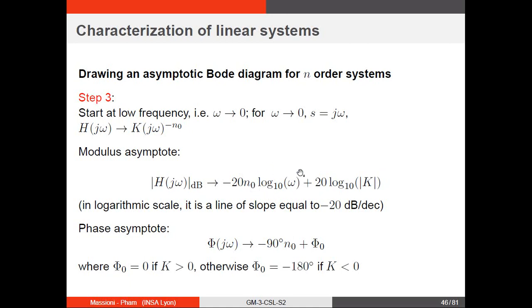The angular frequency is in a logarithmic scale, so if you assume that this is the x-axis, then this is a straight line. Minus 20 n naught times the x-axis, so this is a straight line with a slope of minus 20 n naught decibel per decade. What about the phase? The phase is the phase of this guy over here, and it is minus 90 degrees times n naught plus a term which depends on the sign of k. This extra term is 0 if k is positive, otherwise it's minus 180 degrees.